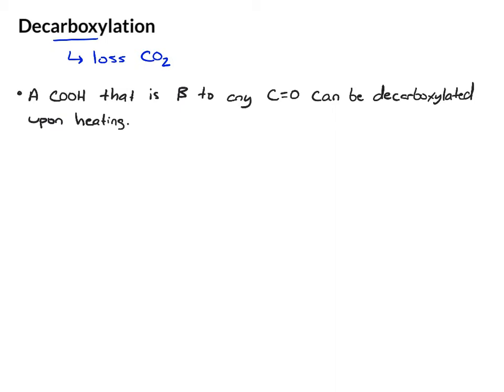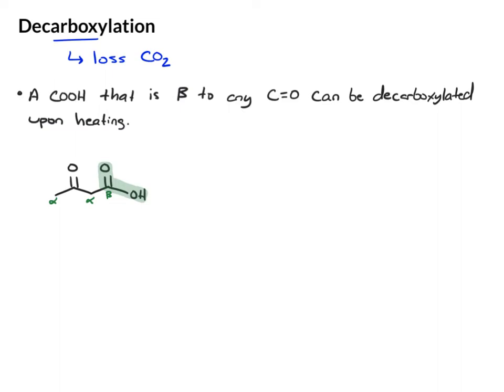Let's look at an example. So say we have this molecule here. Okay, in relation to the ketone, it has a couple of alpha carbons, and then specifically at this beta carbon, we have the carboxylic acid. So if we heat this molecule up, we can actually lose the carboxylic acid as CO2 gas.